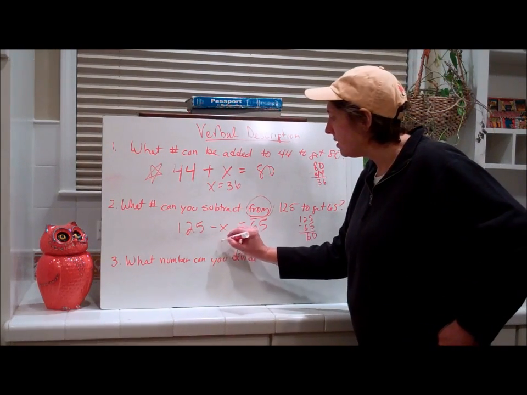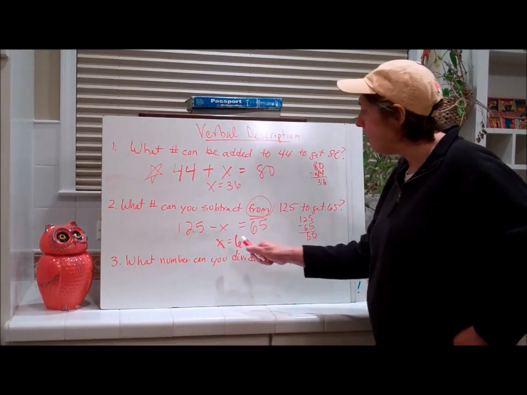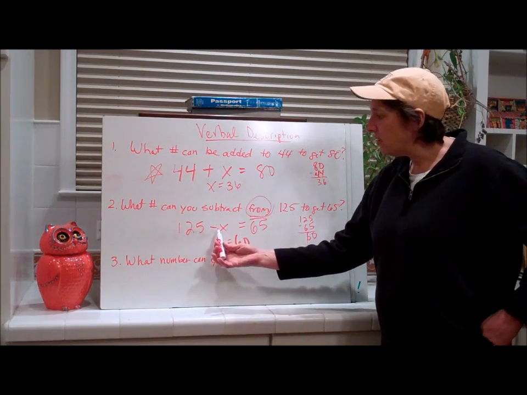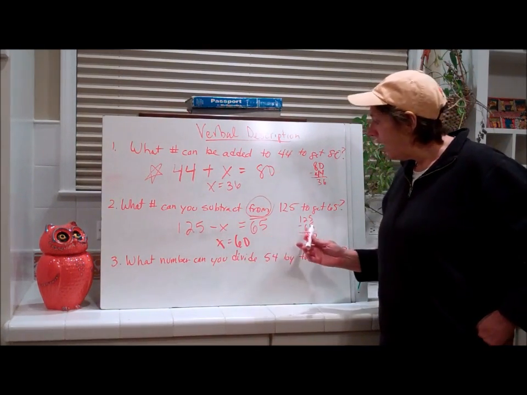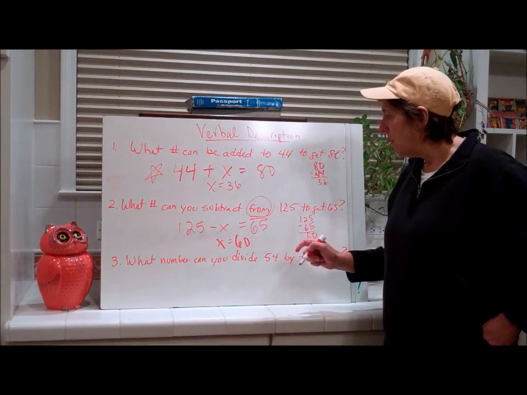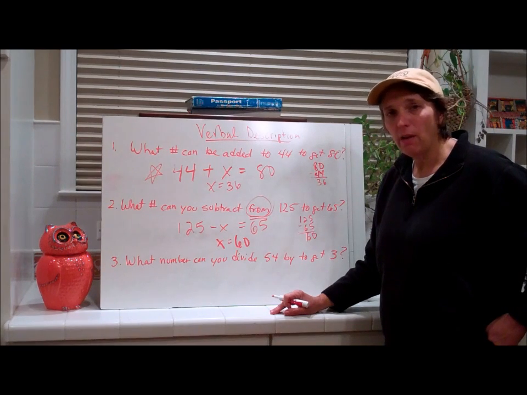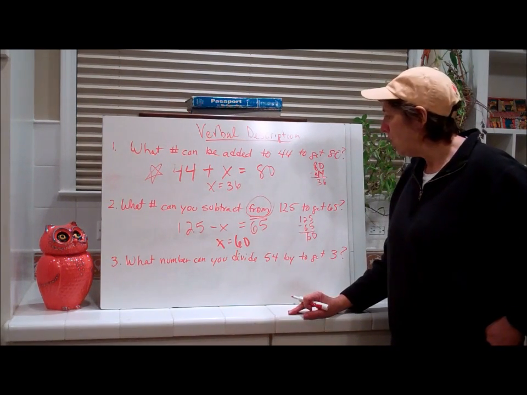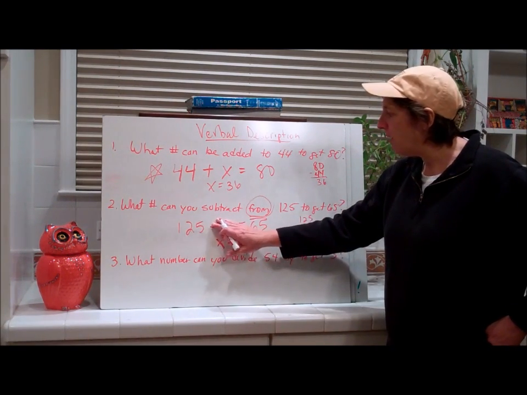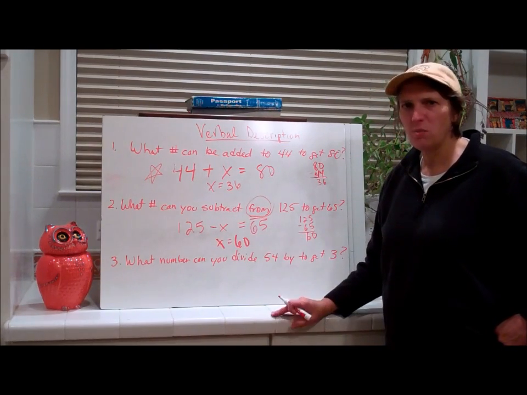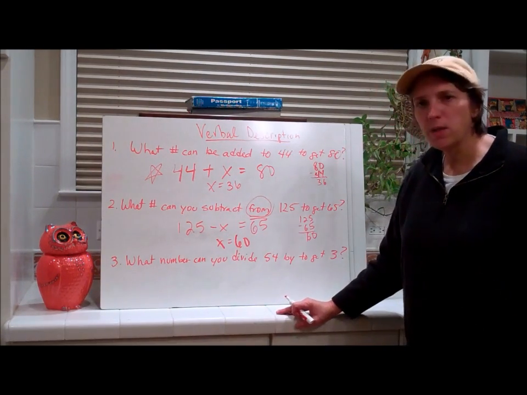So it would be x equals 60. Notice how I'm showing it. This is 2 points and this is worth a point. I do not write 125 minus 60 equals 65. You won't get credit for that. That is not an equation. That's just a number sentence. Let's do the last one.